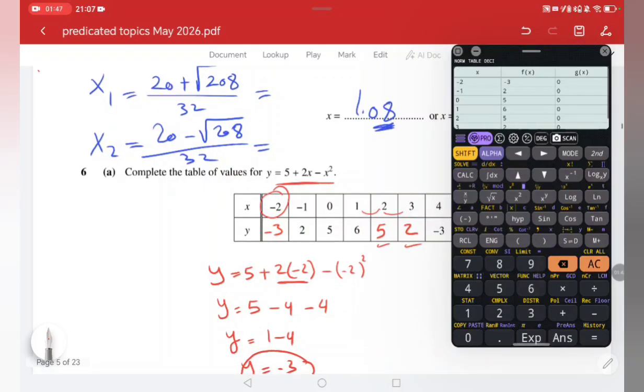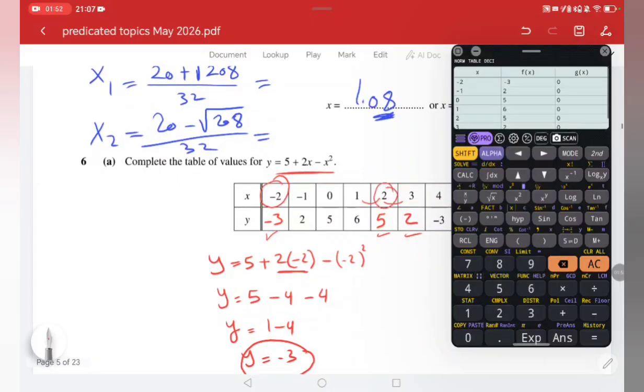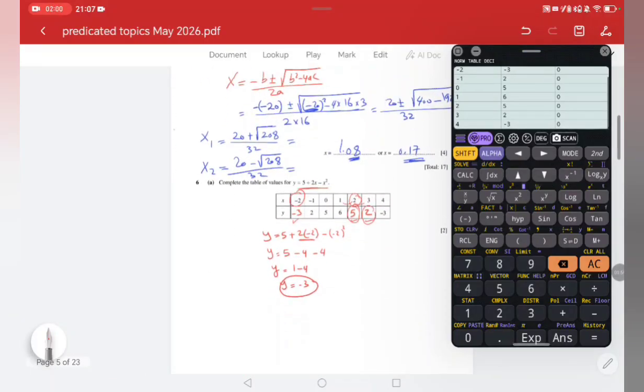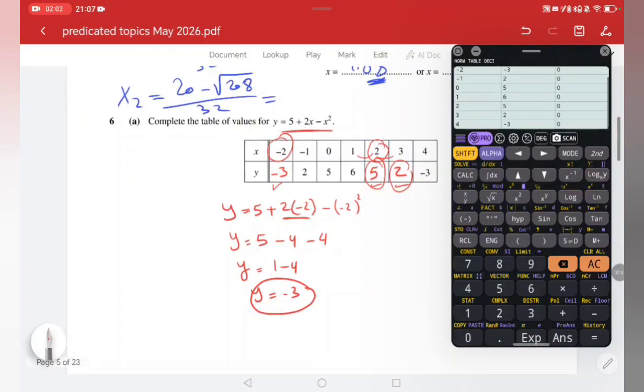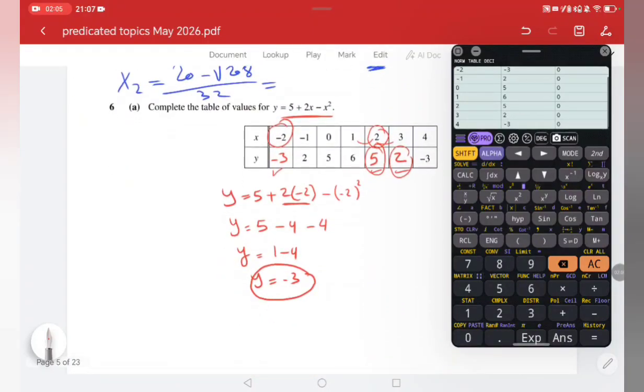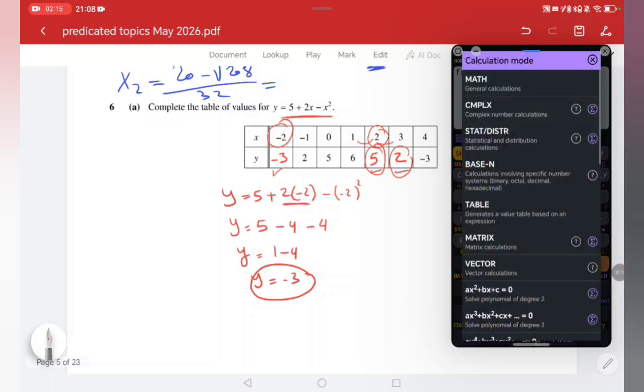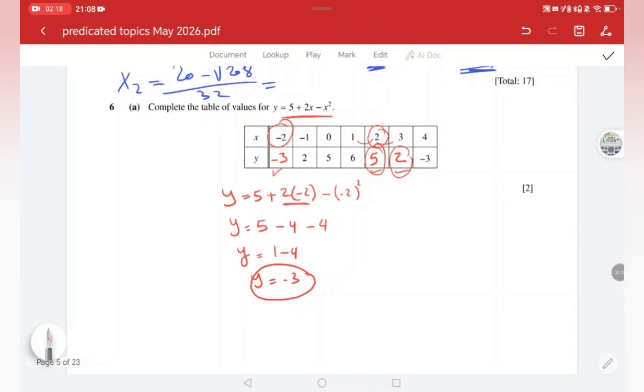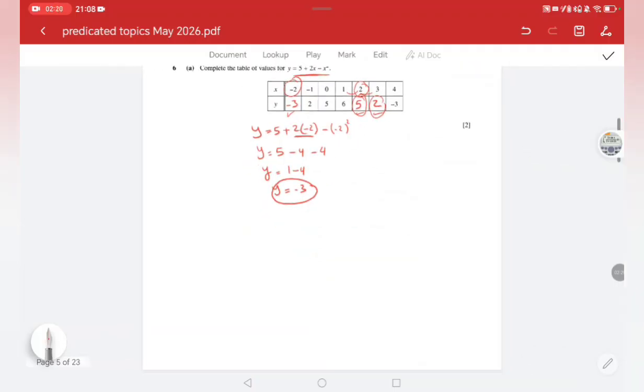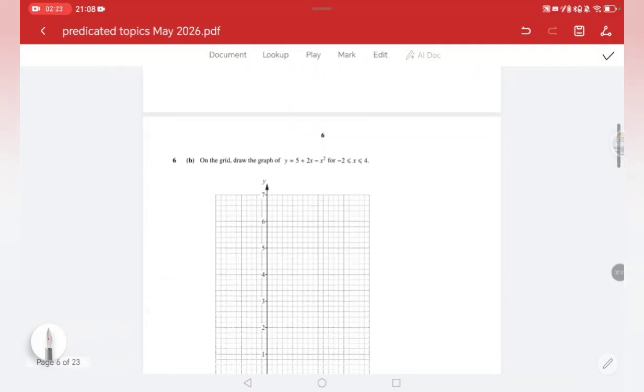So you have a table now and you have all values. Like at negative 2 in x, it's negative 3. At 2, it's 5. And at 3, it's 2. So you may use the function table inside mode in your calculator, or just substitute in the equation in normal calculation mode. The next one, usually this type of question in paper 4, is to draw.